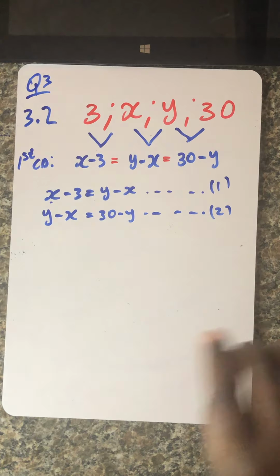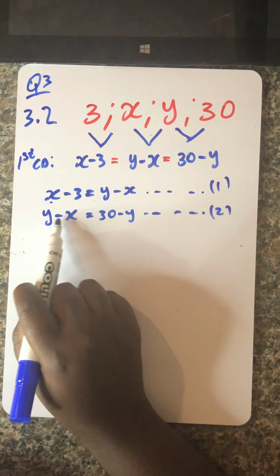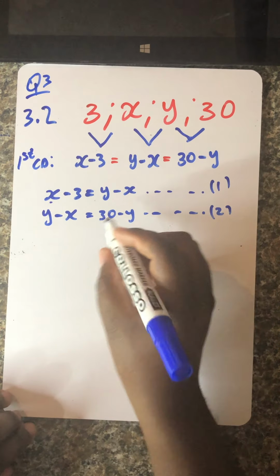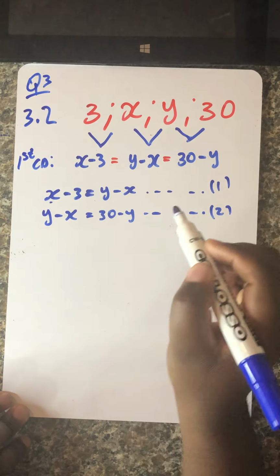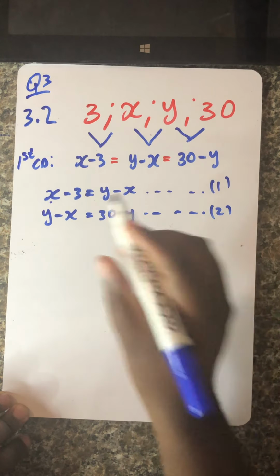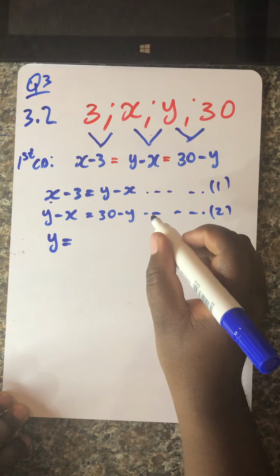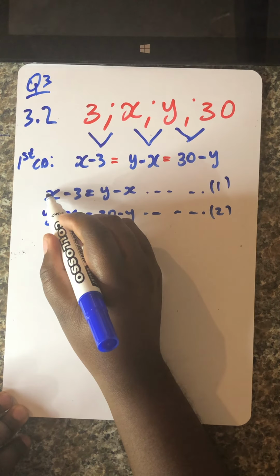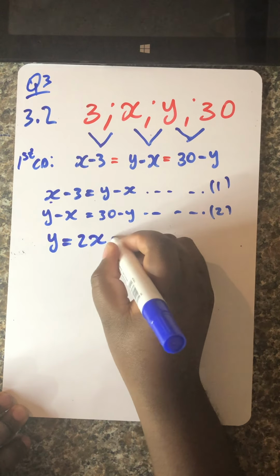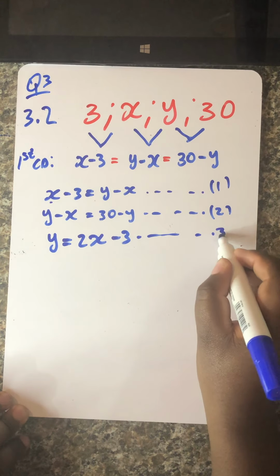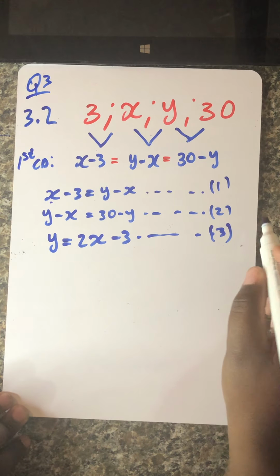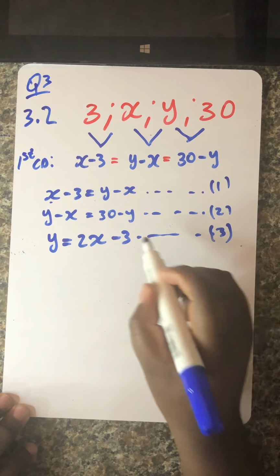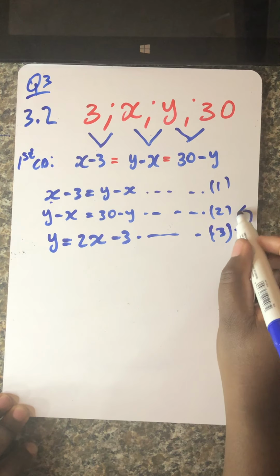Remember, you can make y the subject of the formula from this equation or that equation. Now let me make it from the first equation. Obviously I'm moving everything to that side, so I remain with y, which is going to be equal to, when you move it to this side, plus x, then you have 2x, which is 2x minus 3. This is now my equation 3. So ladies and gentlemen, let's now substitute equation 3 into equation 2.